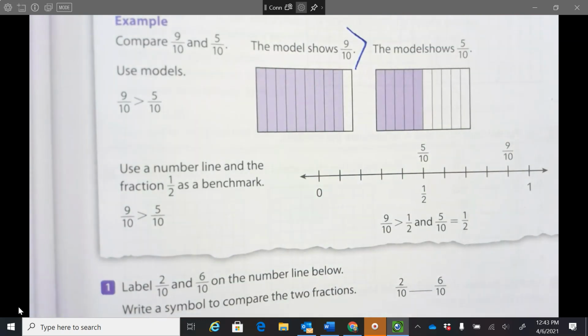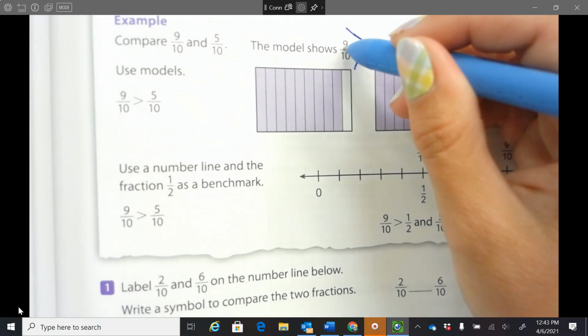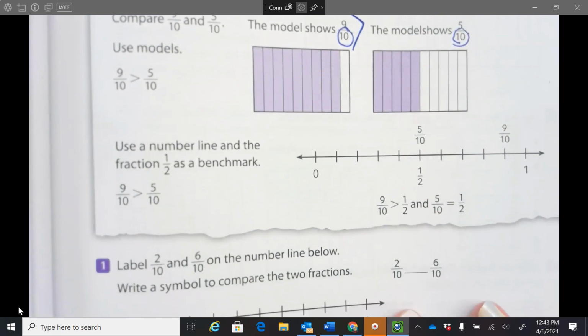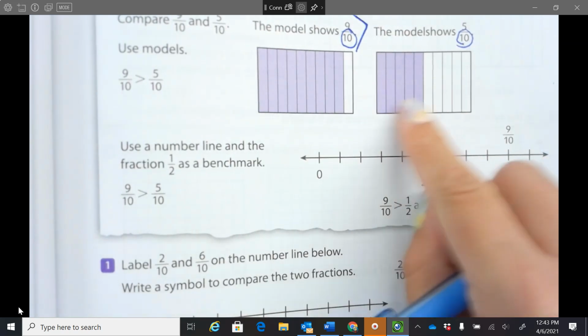Now, when you're comparing or doing anything with fractions, they have to make sure that they have a common or same denominator, okay? So, you guys understand that. That's easy. That's a bar model. Go ahead, Griff.